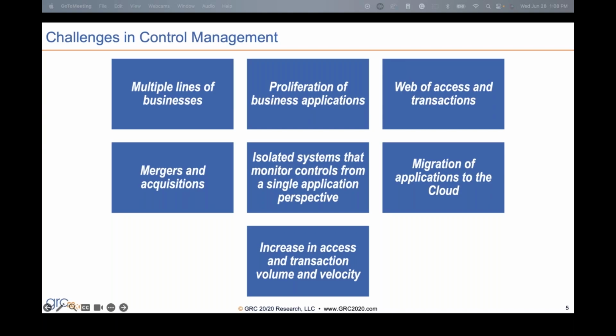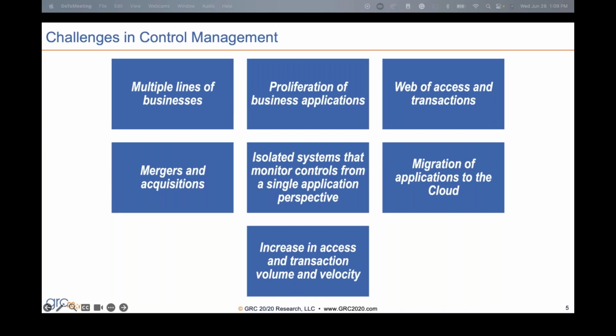But then you have issues of isolated systems that monitor controls from a single application's perspective. There's a lot of technology out there that can just monitor, like, SAP access controls, but they can't see access across the different types of systems. Maybe you're in a heterogeneous environment. You've got SAP, you've got Oracle, you've got Salesforce, and who knows what else, Coupa and things. But all of a sudden, you can only see islands of control, but not control across these different systems in what today are complex and distributed processes in the modern organization.